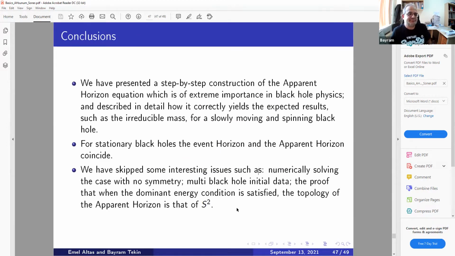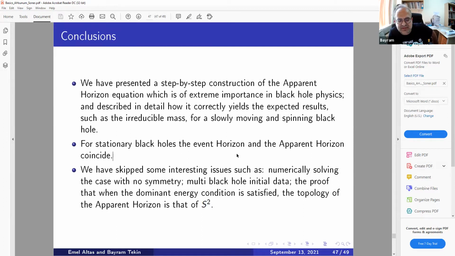So what we have done up to now, we have presented a step-by-step construction of the apparent horizon equation, which is extremely important in black hole physics. And essentially, we showed how it works for a slowly moving and spinning black hole. For stationary black holes, the event horizon and the apparent horizon exactly coincide. This is important. If the black hole doesn't do anything or it does the same thing, like rotate, event horizon and the apparent horizon coincide in nice coordinates. You shouldn't use terrible coordinates.